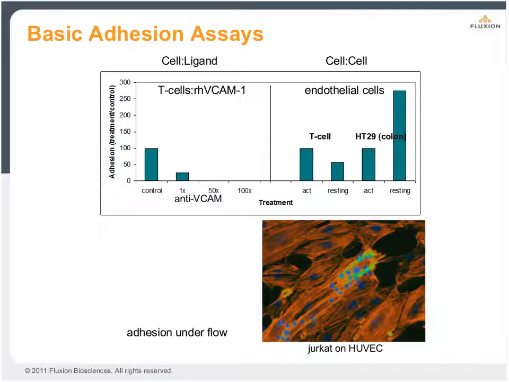On the far right at the top, you'll actually see an adhesion assay for colon carcinoma cells adhering to endothelial cells. And you can see that there's a differential effect based on whether the endothelial cells were activated with a chemokine or resting. In the case of the colon cancer cells, they preferred to adhere to resting cells. So that's very interesting.